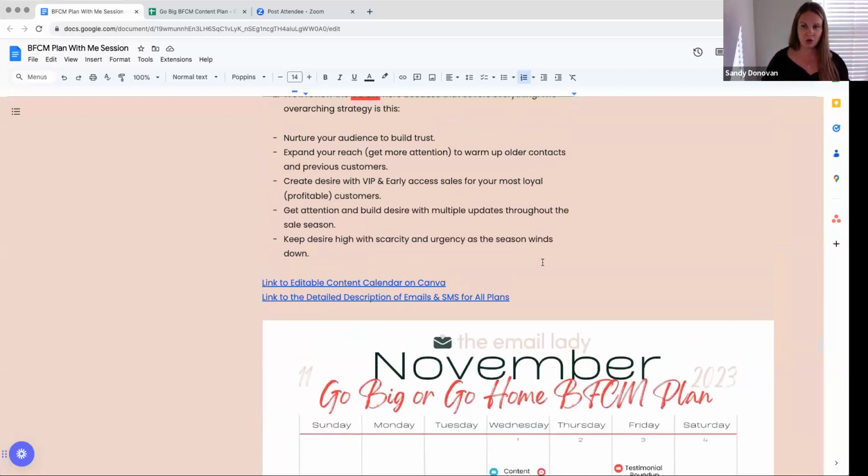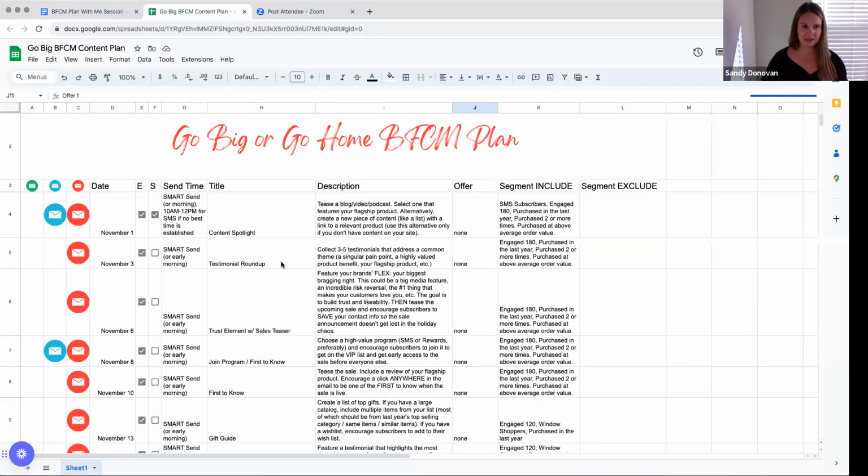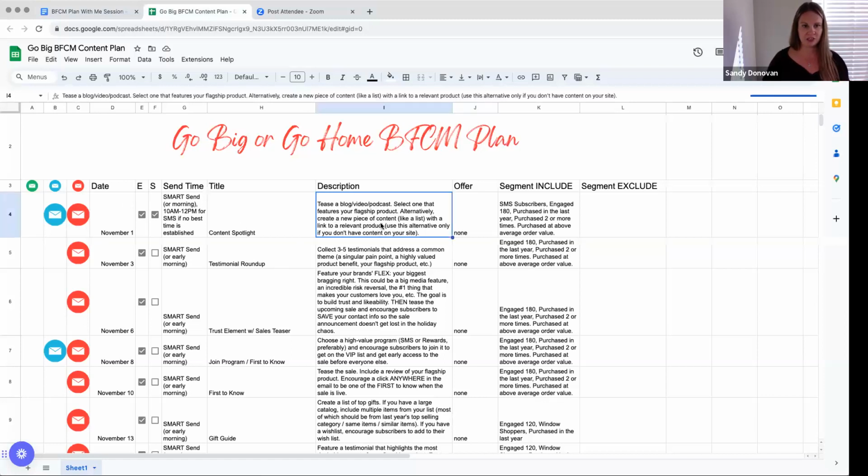Now, I want to show you something if you're feeling a little overwhelmed. Again, for time's sake, I can't go over all the details there, but if you're here, you're going to get access to this. And this is where I've laid out every single email, the description of the email, what offer you need to include.